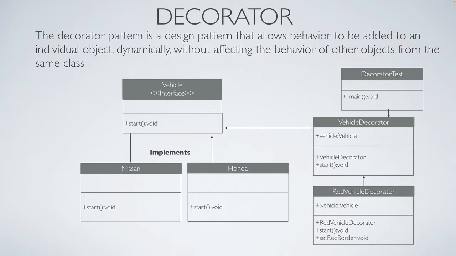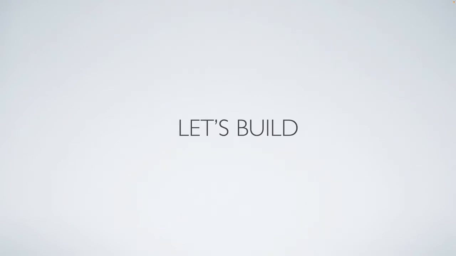Let's take an example of vehicle. Let's say we have a vehicle interface that would be implemented by Nissan and Honda, and we would like to add a decorator to the existing vehicle class, such as maybe a border to the vehicle or the color to the vehicle. Then we would use a vehicle decorator abstract class that would be implemented in red vehicle decorator, which will have both the actual vehicle class, and on top of it, we would be adding the decorators such as a border or the color. And we would be using decorator test to test this whole functionality. Let's go ahead and build this example and see it.